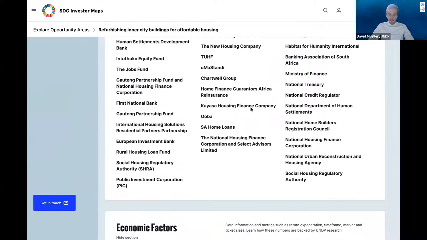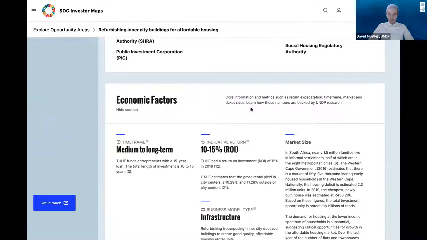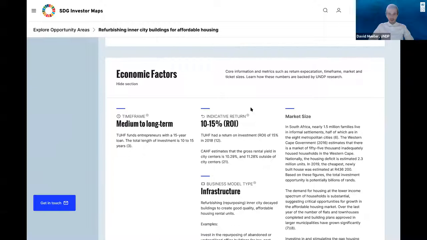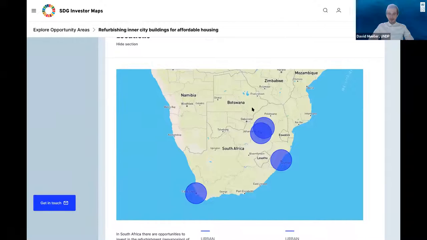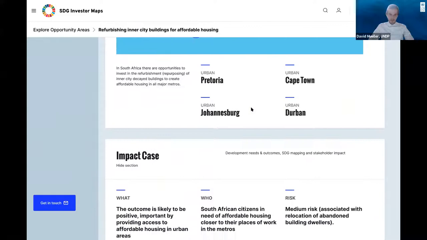We are detailing all the economic factors with detailed justification, how we got to those, for example, the indicative return and what it is based on. Is it USD or local currency in a particular country? Again, the location, where in a specific country does it make most sense to deploy capital in this particular opportunity, both from a return profile, but also from an impact profile. And all the way down to the impact case.